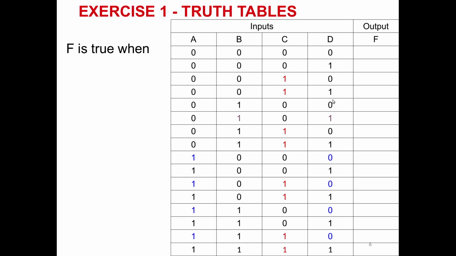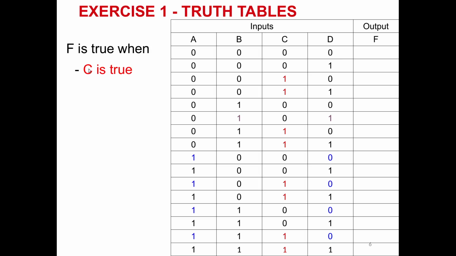If we gradually increase the value of inputs A, B, C, D, we will gradually increase the value like this, and to the end we will have A, B, C, D equal 1, 1, 1, 0, and then 1, 1, 1, 1. These are all the 16 input situations for the inputs A, B, C, D. Now we will need to find the output F for each of these inputs.